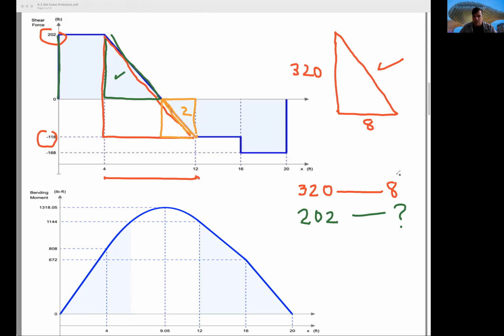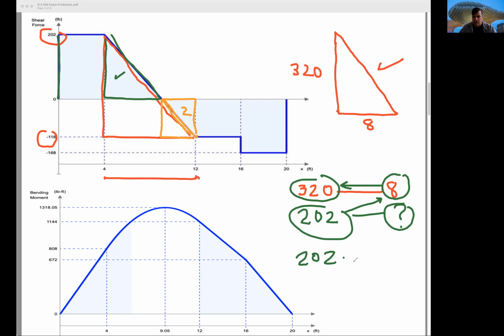And this is similar to: work 8 hours to make $300, how many hours do I need to work to make 202? How do you resolve this? This is what is called the rule of 3. 202 multiplied by 8. You multiply here and divide here by 320. And that is the answer of the number that we need, okay? Happens to be 5.05.